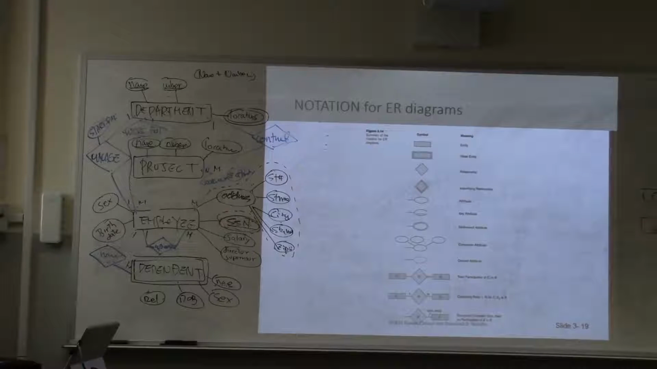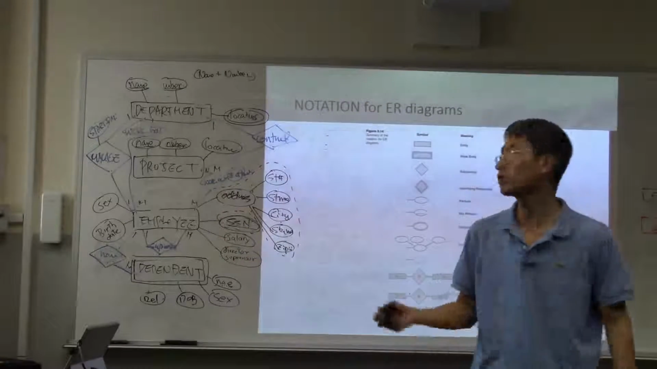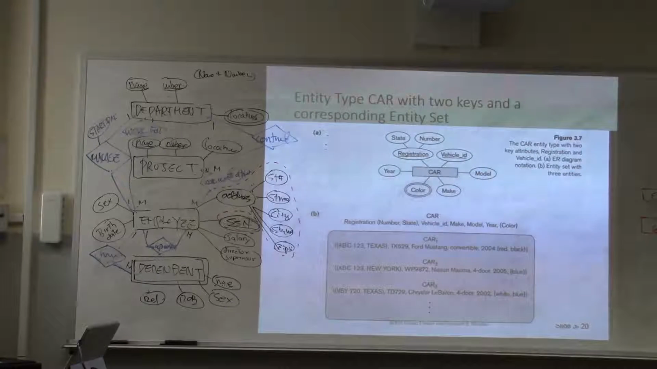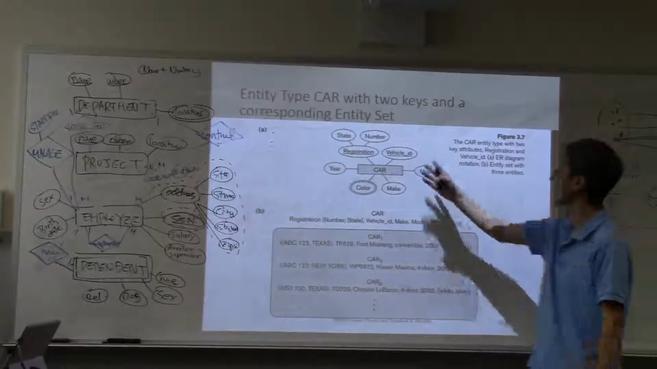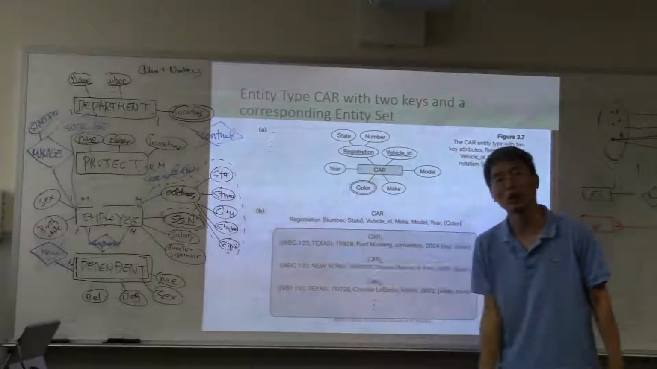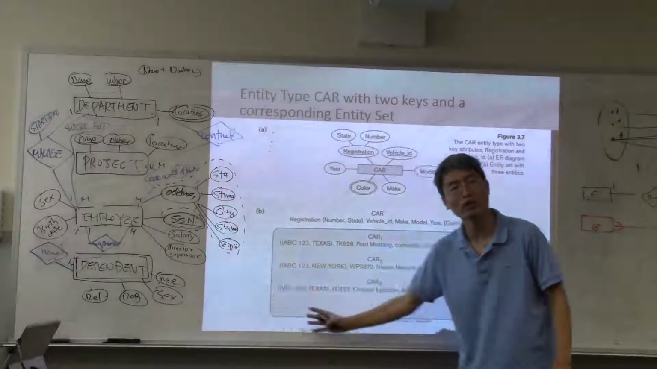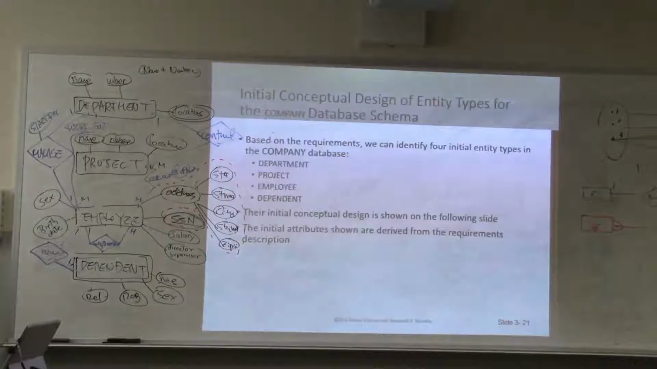So don't be surprised when you see different types of notation. The ideas are the same. In this textbook, they use this kind of notation. This is an example of the car entity type. How many keys can you find here? Two keys, registration or implied. So it's not composite. As you can see, the original data is like this. From this, you should be able to model such a car entity type.